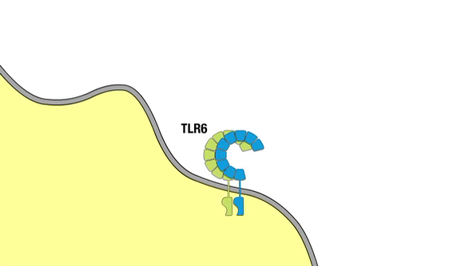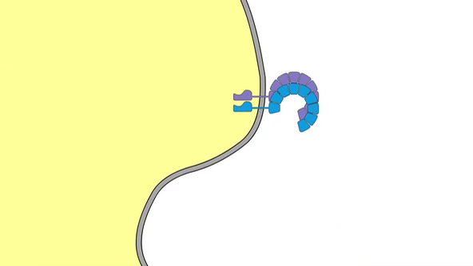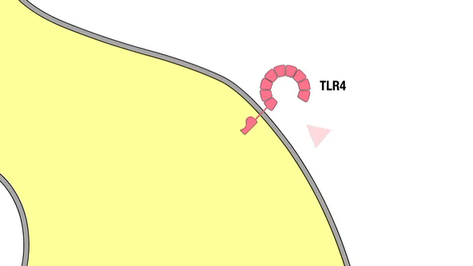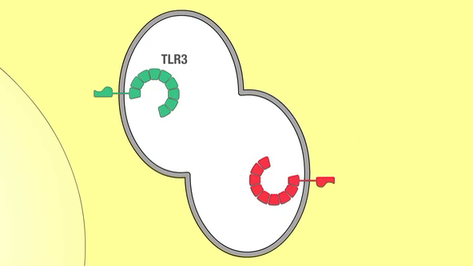TLR6 and TLR2 are a dimer that recognize diacyl lipopeptides. TLR1 and TLR2 are a dimer that recognize triacyl lipopeptides, and TLR4 recognizes lipopolysaccharide, LPS, a component of gram-negative bacteria. Like TLR9, TLR3 and TLR7 are located on endocytic vesicles and recognize double-stranded RNA and single-stranded RNA, respectively.